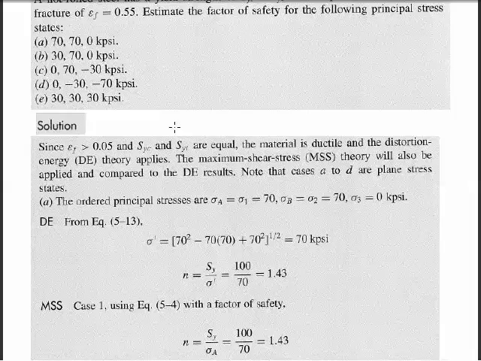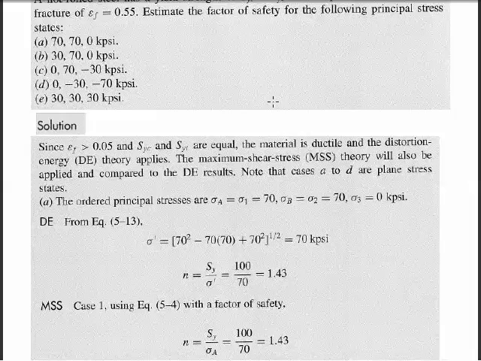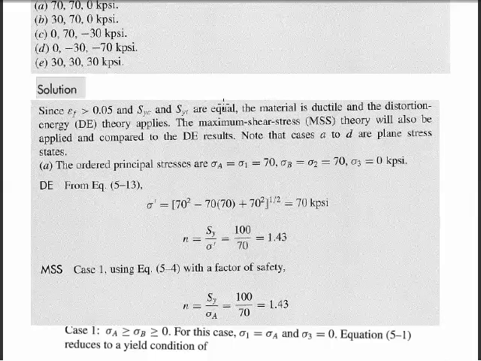Well, let's see. First of all, we're going to use two different methods. We're going to use maximum shear stress, and we're going to use the von Mises or distortion energy theory. It says estimate factors of safety. It didn't say what methods to use, but that is what's going to happen. So for that first one, sigma A is 70, sigma B is 70, sigma 3 is 0, so it does fit the plane stress case.